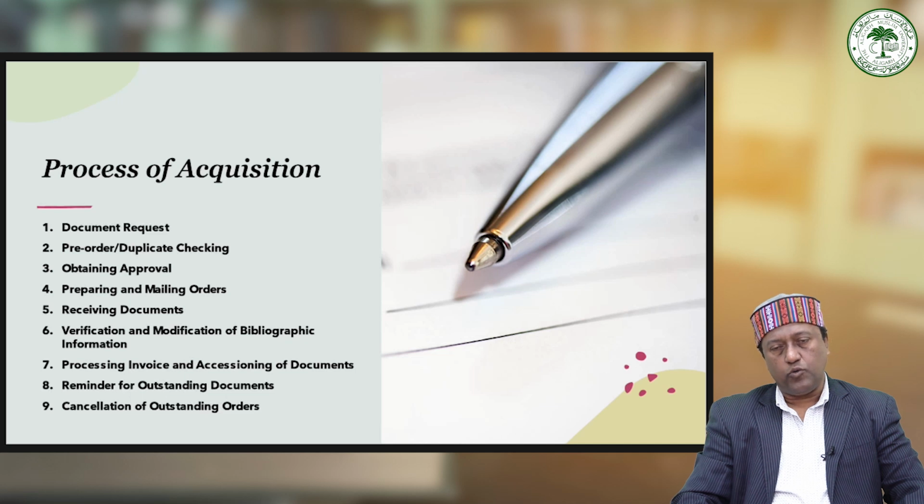Once everything has been processed and recorded in the accession register, you are now owning the document, then the payment is processed. Payment also is processed in two different ways: pre-audit and post-audit. When I say post-audit, it means the document is first acquired and then the auditing will take place. And pre-audit is where the auditing goes on first.